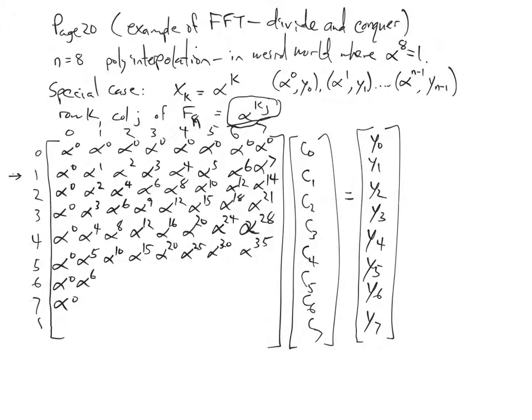Then we have alpha 6, alpha 12, alpha 18, alpha 24, alpha 30, alpha to the 36, alpha to the 42. And finally alpha 7, alpha 14, alpha 21, alpha 28, alpha to the 35th, alpha to the 42, alpha to the 49th. So that's pretty disgusting, you've got to admit. So what? Well, the interesting thing here, let's move on to the next page.